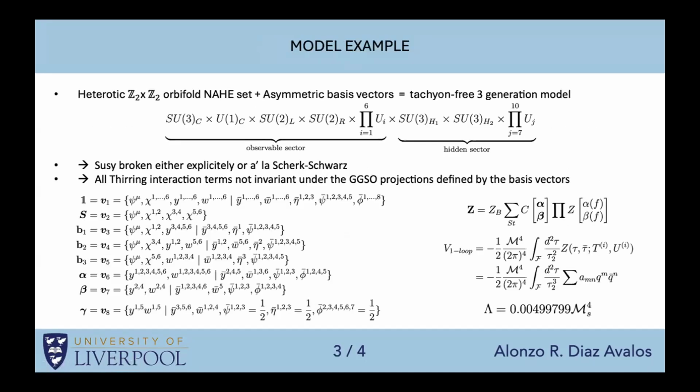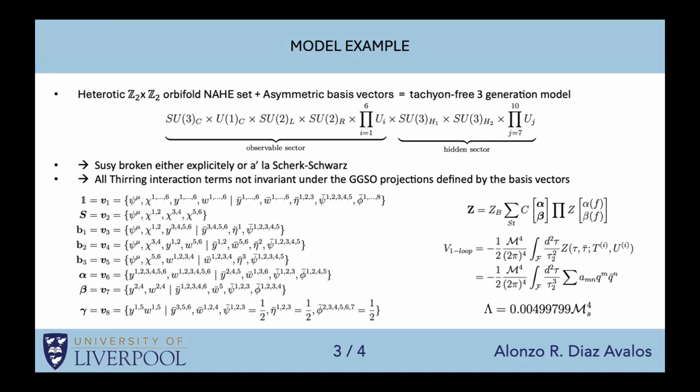So basically what we have done is we started with a heterotic Z2 x Z2. In the context of free fermionic, we had the NAHE set plus additional asymmetric basis vectors. What we found was a tachyon-free model, so we had no tachyons, 3 generations, and this kind of gauge group. This is the choice of basis vectors that we had. What we did was compute the partition function, compute the one-loop potential as the integral of the partition function at the free fermionic point, and get the cosmological constant. So we did many examples.